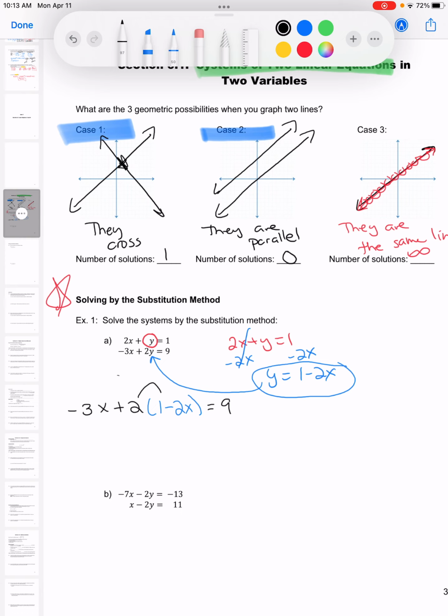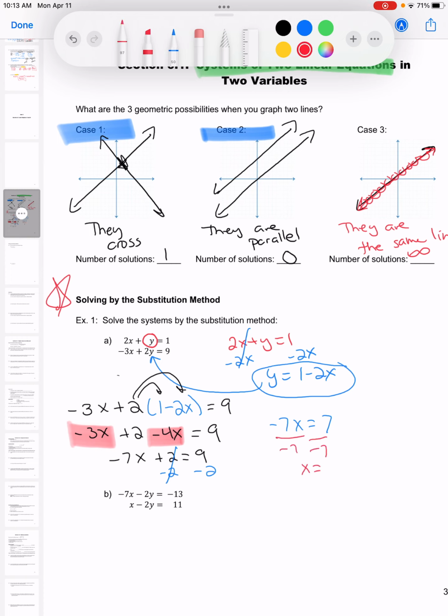All right, so I'm going to solve this by distributing. I'm going to combine my like terms. The negative 3 and negative 4 are on the same side, so combining those together would be negative 7x. I'm trying to solve for x, so I'm going to use all my algebra rules that I already know to get x equals negative 1. Now I'm more than halfway done. All the hard work's done.